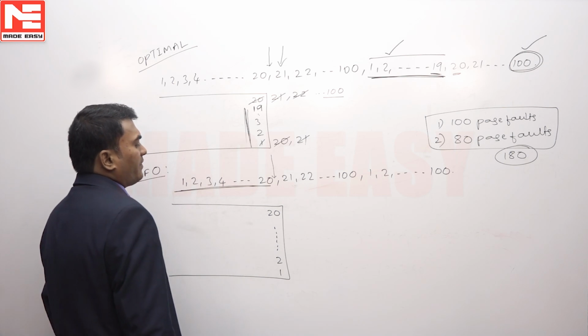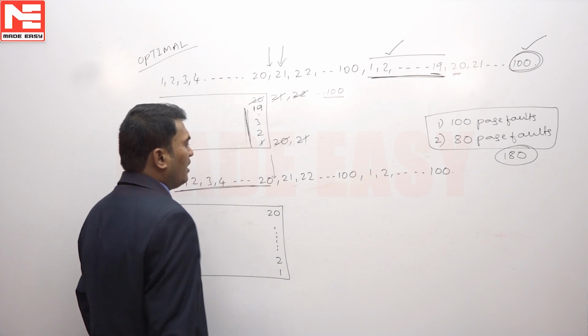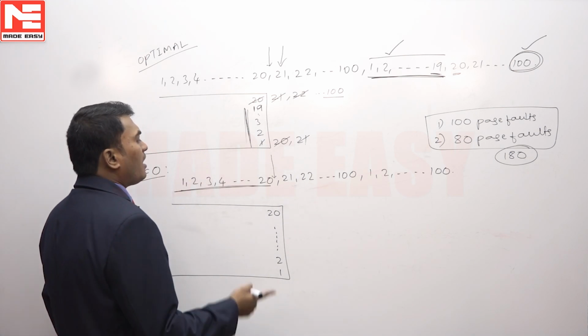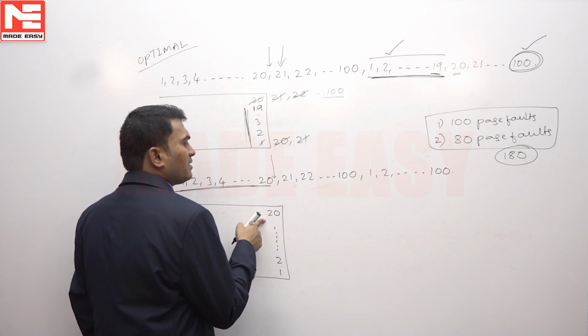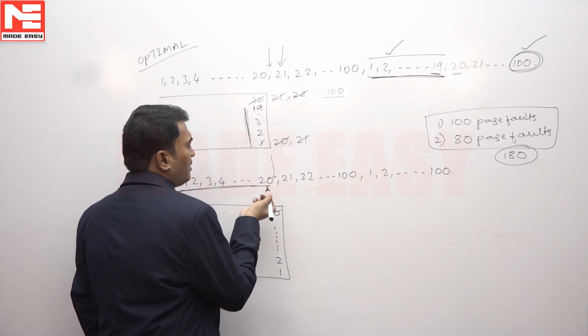Now next you are having 21, 22, 23, 100, and all that. So which one do you replace? Same thing, last in first out, you keep on replacing the same thing here. Now you replace 21, last in first out. This is the last one, first out.